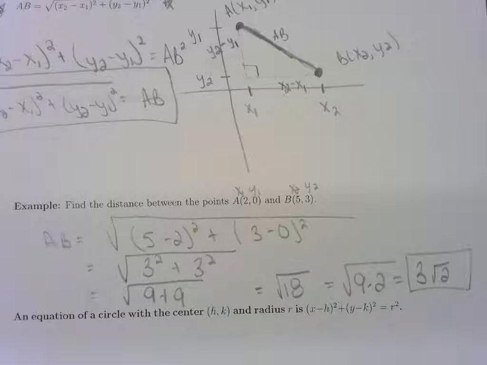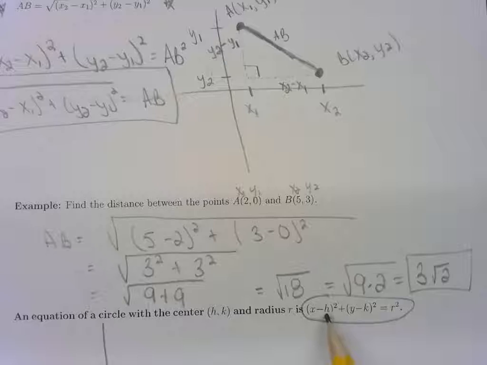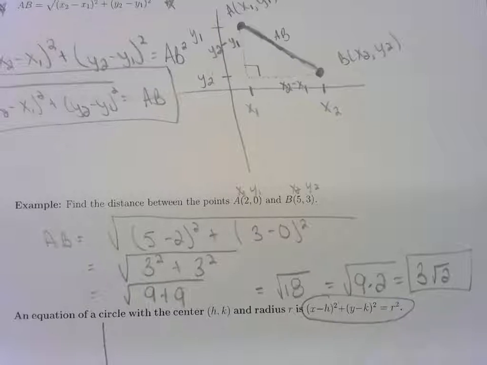Next, in bold, we have an equation of a circle with center (h, k) and radius r is (x minus h) squared plus (y minus k) squared equals r squared. Okay, again, I'm going to draw another picture here. So this will need to be memorized also. So this is the equation of a circle. We have center (h, k), radius r.